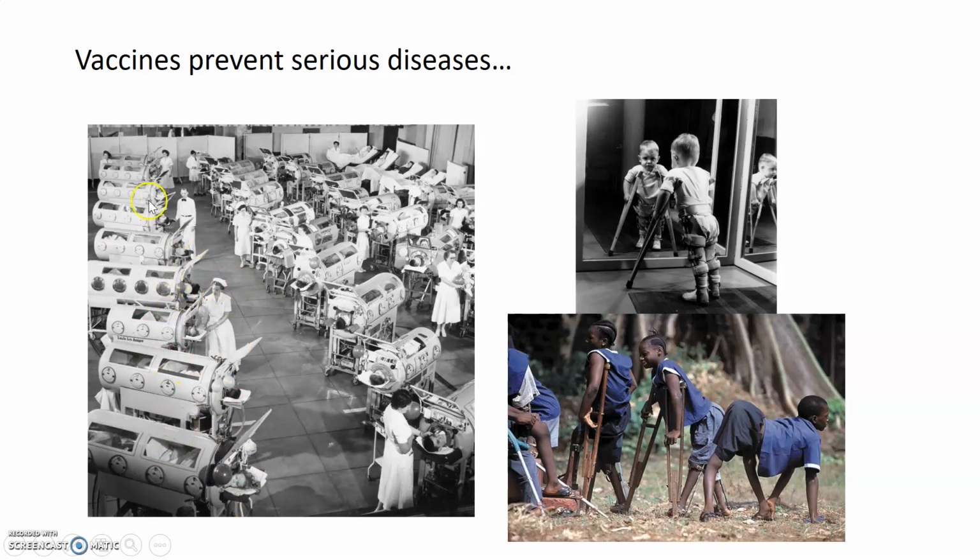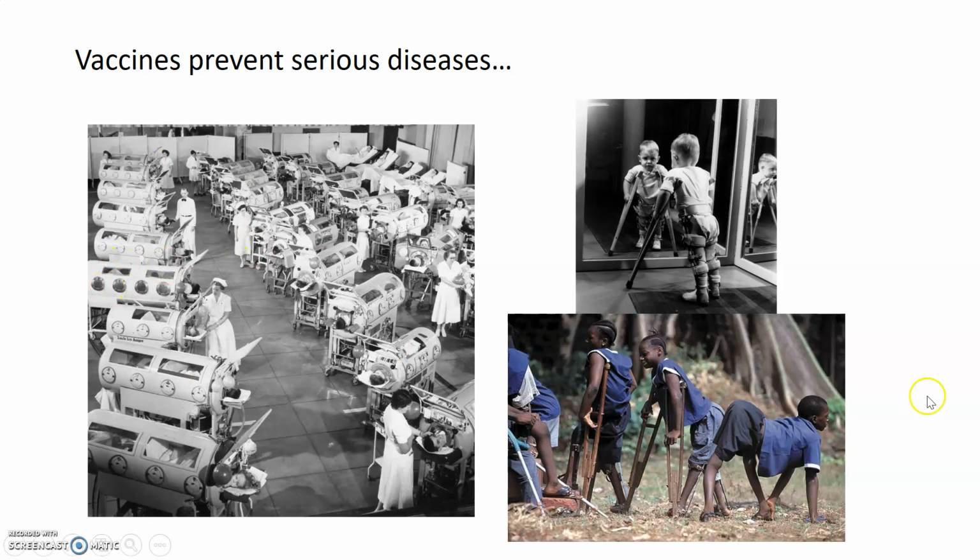What these chambers are called are iron lungs, because the paralysis associated with polio can also affect the muscle called the diaphragm that moves up and down and allows you to breathe. And so in order to combat that and allow these children to continue to live, they were put into these iron lung machines, which would basically breathe for them.